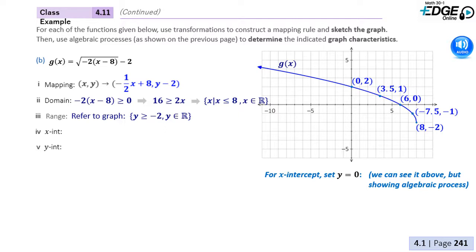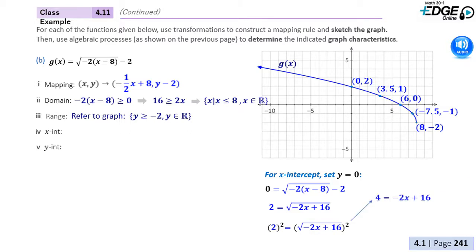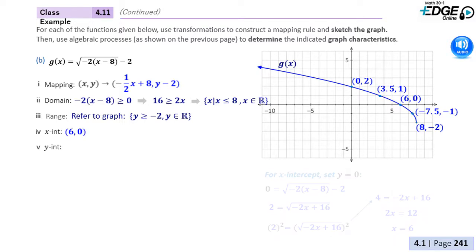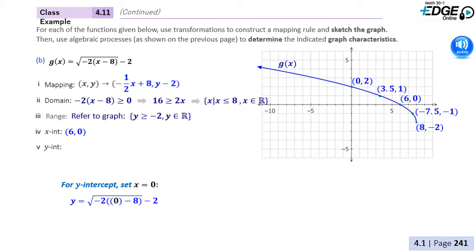Common theme with intercepts, we're using values of 0. So for our x-intercept, let's set y equal to 0 and solve. To find our y-intercept, make x equal to 0. And there you have it.